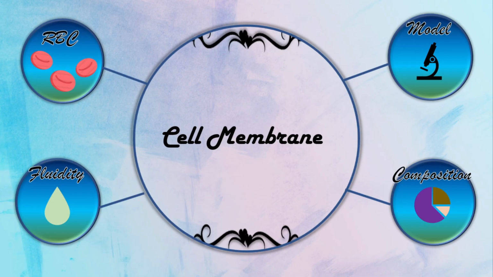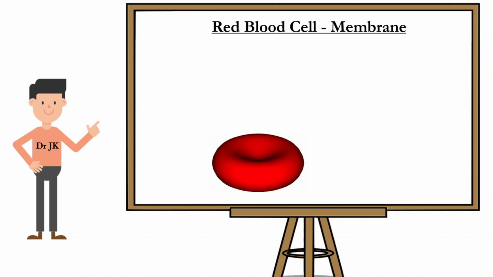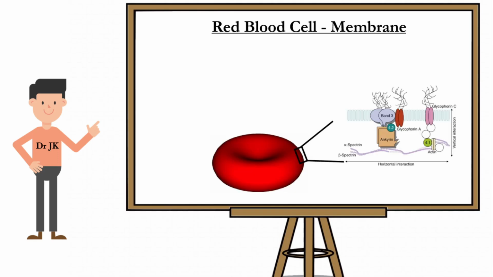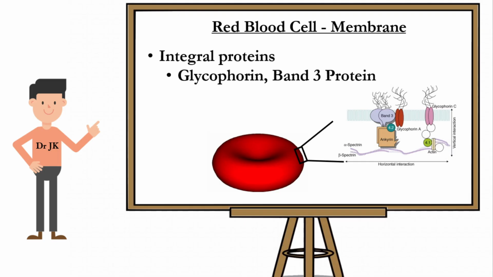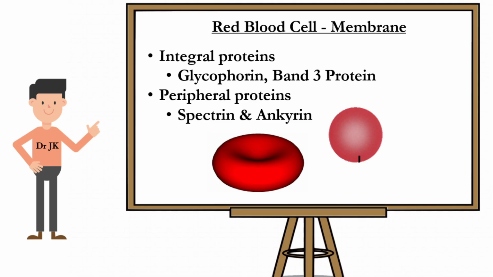Now the last part of the lecture, the RBC membrane. The red blood cell membrane. The RBC membrane was extensively studied and a lot of proteins were discovered. The integral proteins that you all must know are glycophorin and band 3 protein, and peripheral proteins are spectrin and ankyrin, to name a few. Just know the names of these proteins for now. When we study later about spherocytosis, elliptocytosis, and other RBC membrane defects, you will know the importance of these proteins.